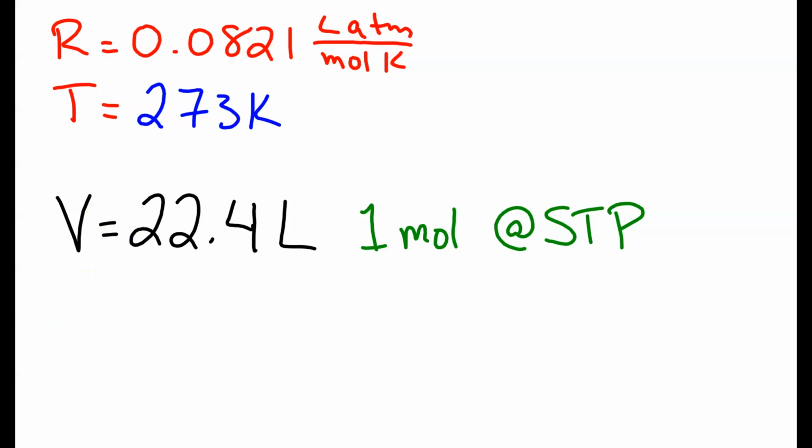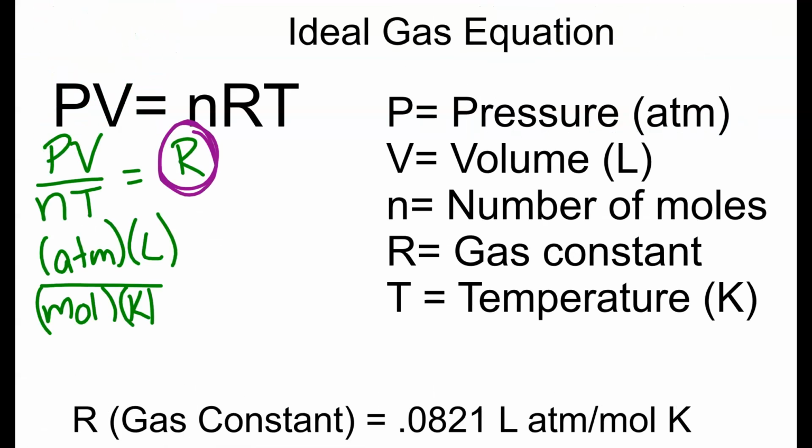So this PV equals nRT does not appear in your reference tables, and that's because it is not on the Regents. So any question that I give you on this, I will also always give you this gas constant. I don't expect you to memorize that gas constant. Oh, but I do want you to know that the gas constant comes in a few different varieties, and that's because the units can be different. And when the units are different, that means that the value here is different. All right, so that's it on ideal gases and the ideal gas equation. All right, hope this was helpful.